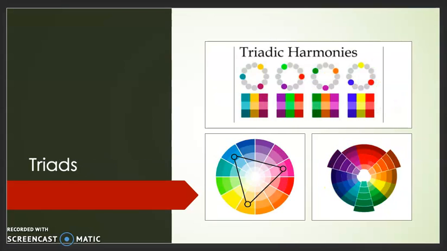Next, we're going to move on to the triads. This is a color scheme comprised of any three colors evenly spaced around the color wheel. They'll form a triangle on the color wheel. The simplest of these would be red, yellow, and blue, or green, orange, and purple, which are the secondary colors.